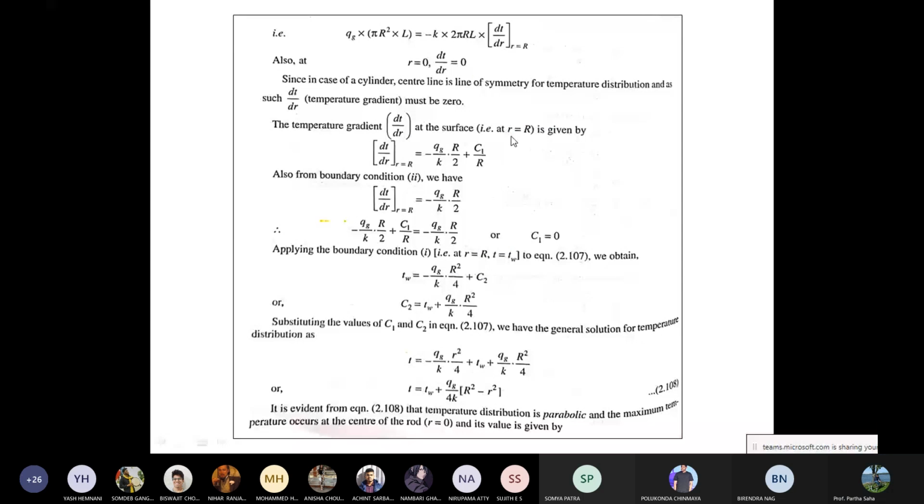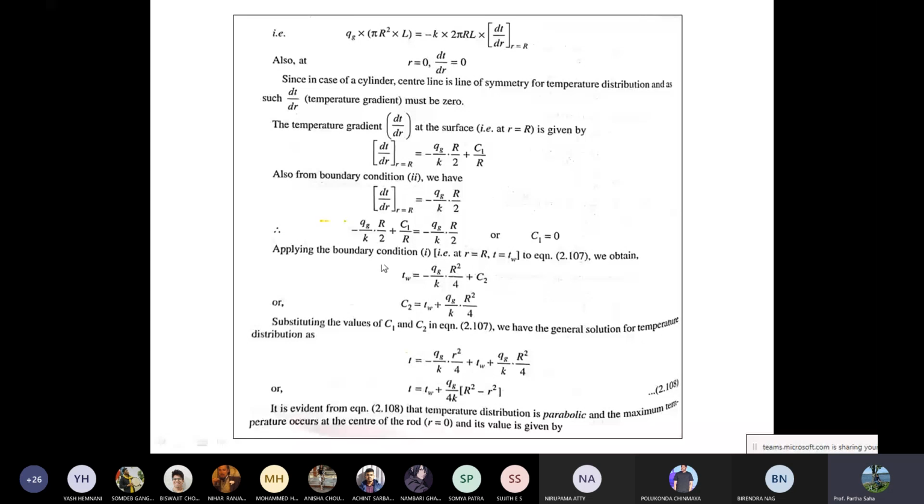If you rearrange, we get dT by dr equal to minus Qg by K into r by 2 plus C1 by r. We are getting this from 2.106. And from this expression, we can say that when r is equal to R, you get minus Qg by K into R by 2. So we can see dT by dr at r equal to R from 2.106 is this, and from boundary condition 2 it is this. So you can equate these two, and if you equate these two, you get C1 equal to 0.